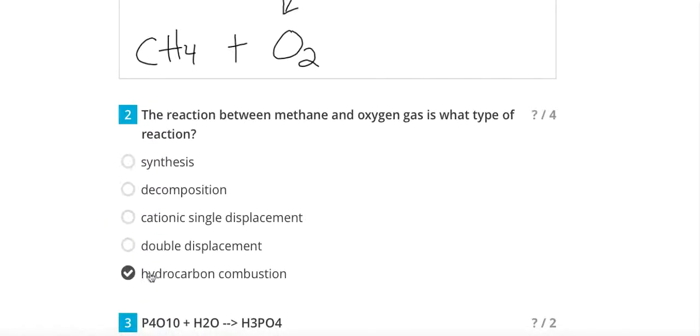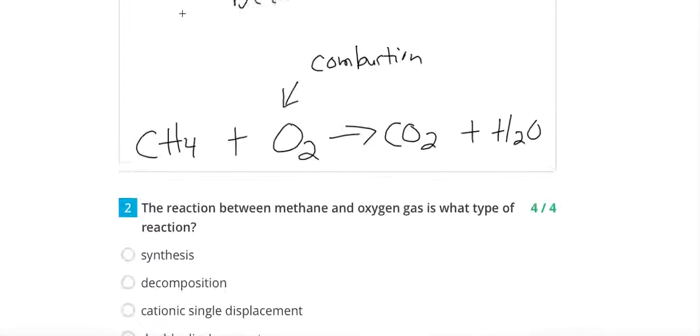It's a hydrocarbon combustion. The last part of this is the hydrocarbon. So notice the oxygen is reacting with a hydrogen and a carbon. This will produce, every single time, carbon dioxide and water. So every time you have a hydrocarbon combustion reaction, these are the products you'll get. I'll do another one right here.